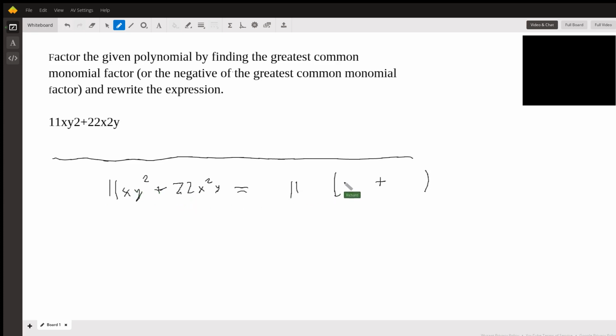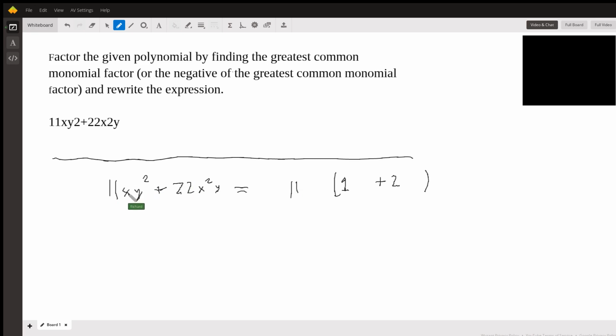Now, over here, I don't have to put anything. I could put a 1 if I wanted, just as a placekeeper. But here I have to put a 2, because when I distribute that 11, 11 times 1 is 11, and then 11 times 2 is 22.